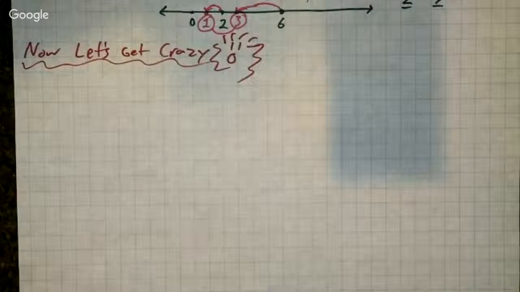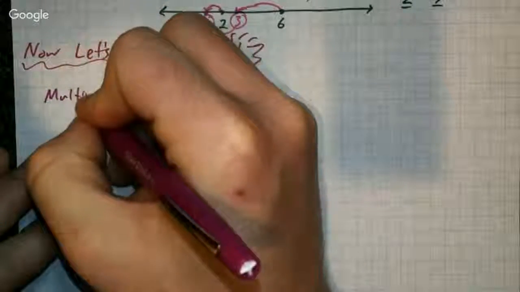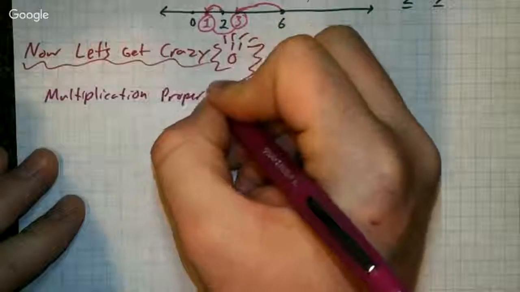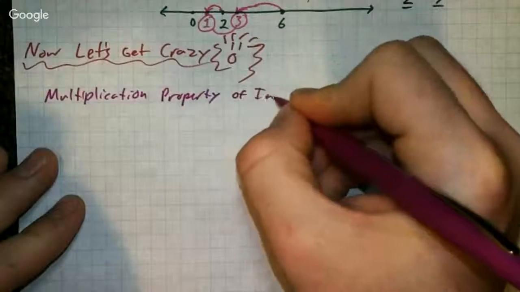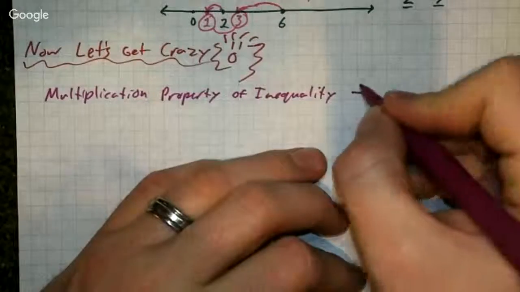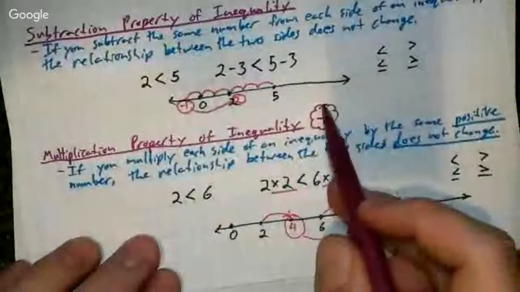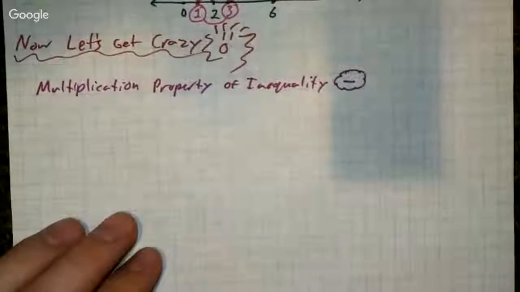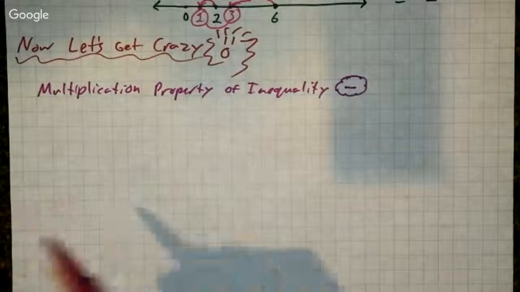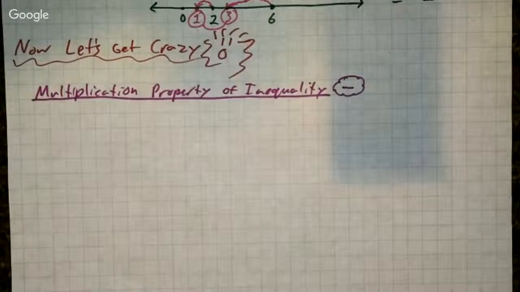Now, we have to go back to a property we've already written, which is the multiplication property of inequality. But this time, we're going to multiply by a negative number. So before, when we wrote this, we multiplied by a positive number. Now we're going to multiply by a negative number. We're going to take a look and see what that looks like. Okay? So the multiplication property of inequality with a negative number.